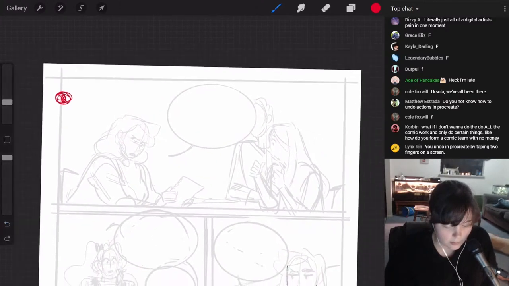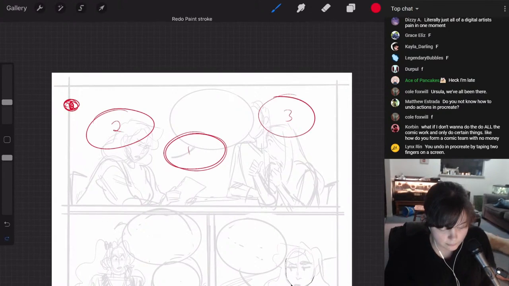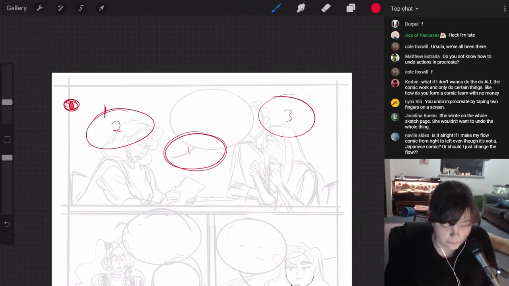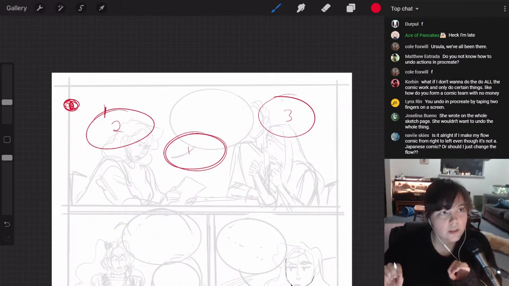Even with 2 and 3, I'd be debating. Yeah, because if they're at the same level. True, this one's higher. Yeah, higher, but on the further side. You have a little wiggle room with your bubble tails.